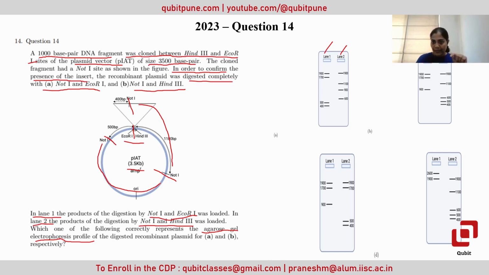Even looking at the options that you have for lane 1, where you can find 4 fragments is only option A. All the others have no such number of fragments. They are either 3 or 2. That is not the case. So you can easily select that.